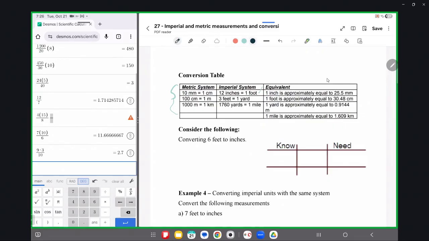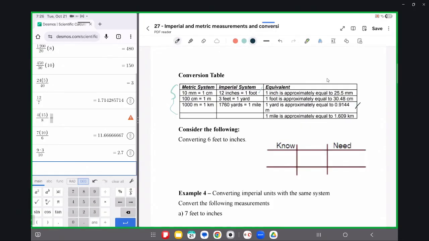And then we can also convert between the systems. So we can say 1 inch is about 25.5 millimeters, which is also going to be equal to 2.55 centimeters. 1 foot is equal to 30.48 centimeters. 1 yard is equal to 0.9144 meters. So a meter is longer than a yard. And a mile is about 1.609 kilometers. And all the questions we're going to be looking at will use these approximations, or the question will give us a number we should be considering.